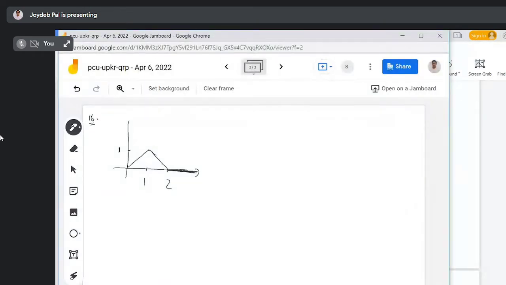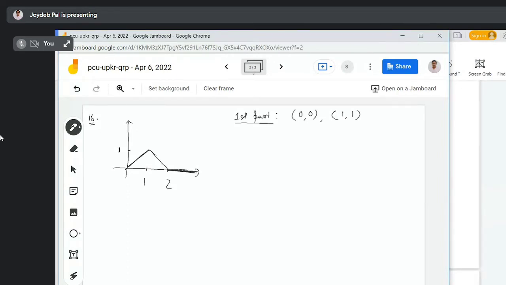So actually, how many parts are there in that graph? Different types of parts. 3 parts. From 0 to 1, one kind of straight line. 1 to 2, another type of straight line. And 2 to infinity, another type of straight line. So there are 3 parts of the function. For the first part, you find the equation of the straight line which passes through (0, 0) and (1, 1).